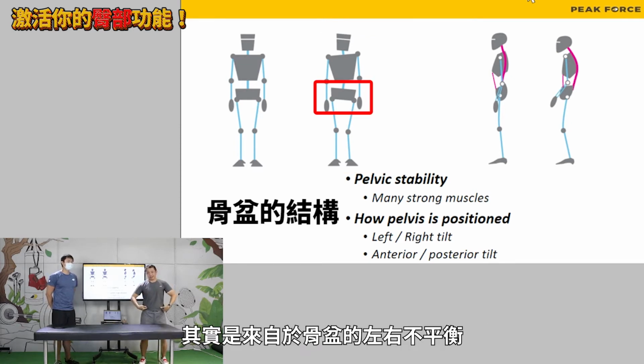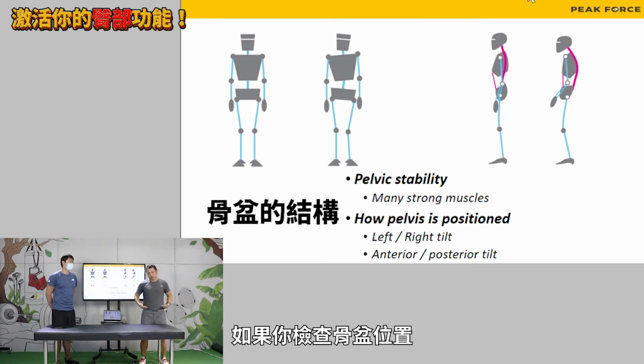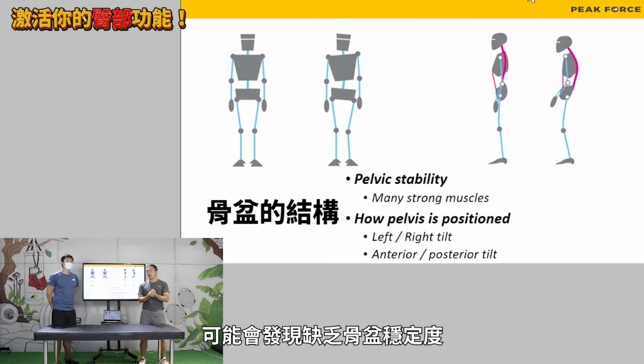For example, I've seen this type of posture from the shoulder, but it's actually not coming from the shoulder, it's coming from the pelvis angle, a little bit different between left and right. So if you check the position of the pelvis, it might come from a lack of pelvic stability.